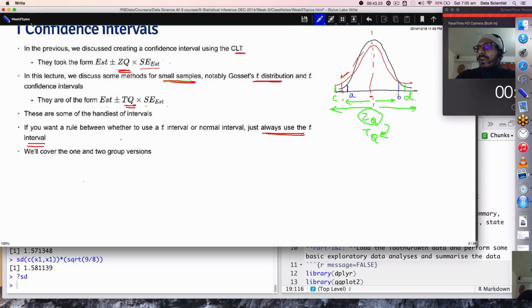Okay, and now he says that if you were to decide on a rule whether to choose the T interval or the normal interval, always use the T intervals. Why so? Because the T intervals tend to become close to the normal interval when the sample size increases. So it serves both purposes. When the sample size is small, it behaves differently from the normal distribution, and as the sample size increases, it becomes the same as the normal distribution.